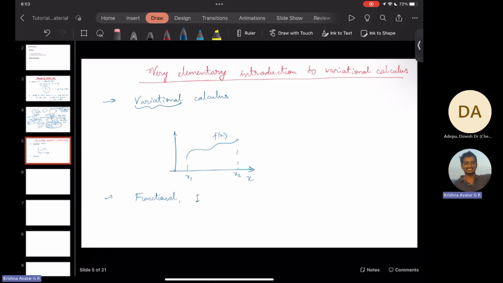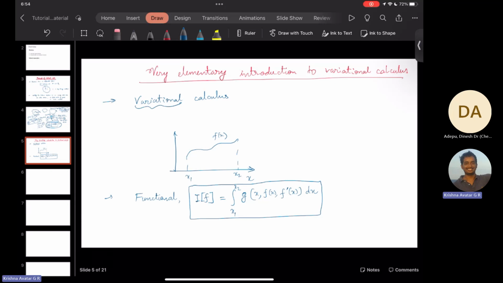In a very crude sense, we define a functional as a function of a function. So say I of f is equal to the integral over x1 to x2 of some function g of x, f of x, and f prime of x. This is the most standard form of a functional. Here I happens to be a function of the function f. Usually we don't write it like this; we write it in square brackets.